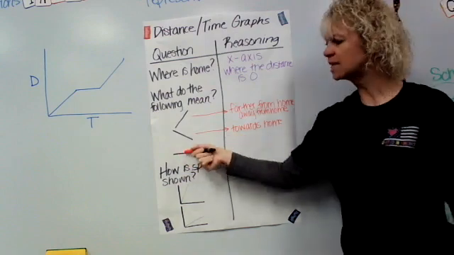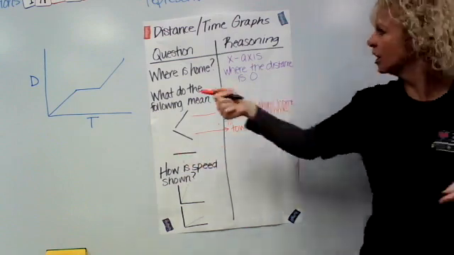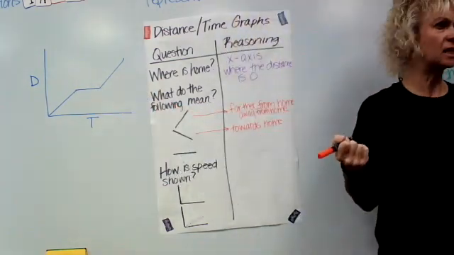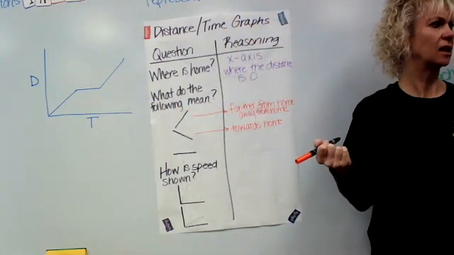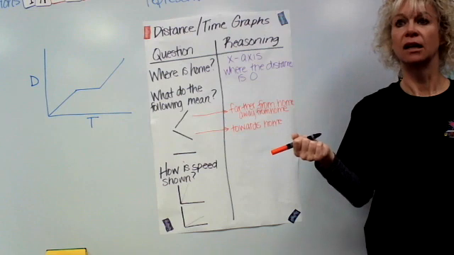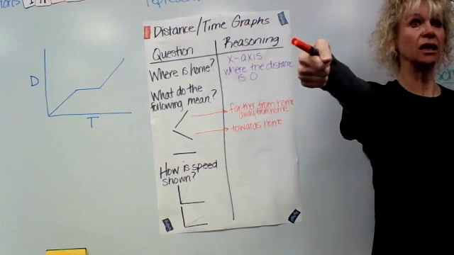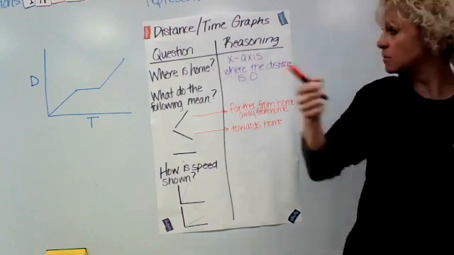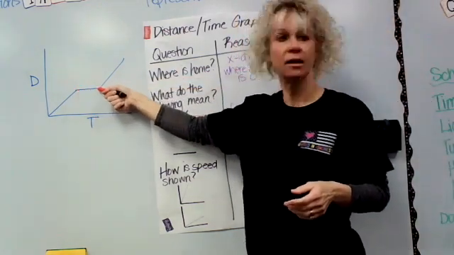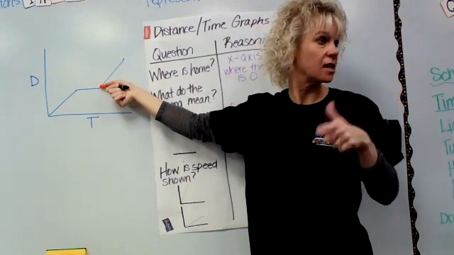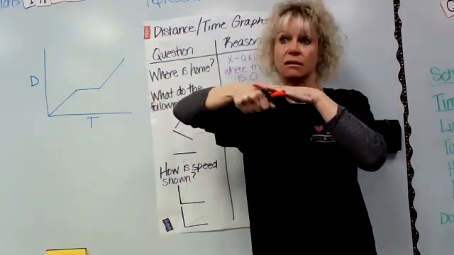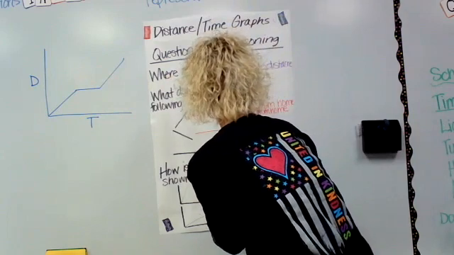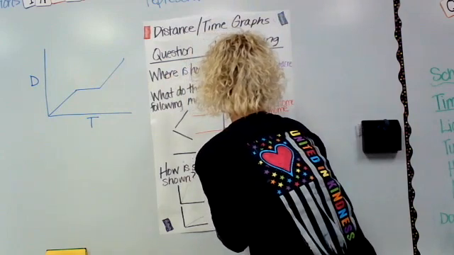So what does it mean if it is just a horizontal line? And we actually have one right here, stuck in the middle of the graph. What does that mean? He's the same distance from home. He isn't moving. But you are correct. He is the same distance from home this whole time. He's not going towards it. He's not going away from it. He's not moving. Or we could say he is stopped.